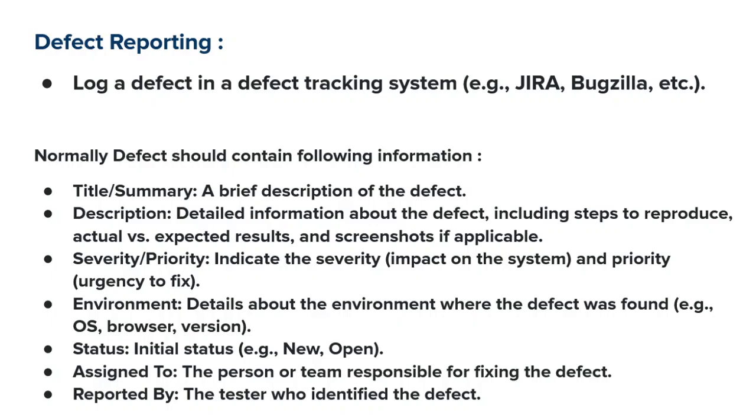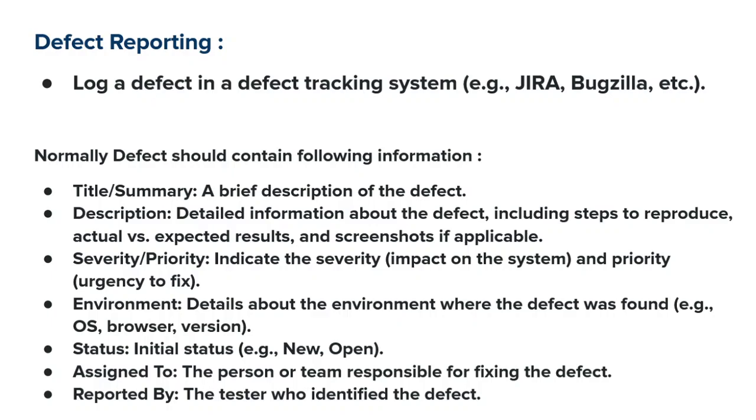We have to log a defect in a defect tracking system. There are multiple defect tracking tools available like Jira, Bugzilla, Mantis, etc. These are called defect tracking systems. In that system we can log the defects. And what is the normal information contained in that defect? Title and summary of a defect. The title and summary of the defect is a brief description of the defect. So what exactly is that defect? A short description of that defect.